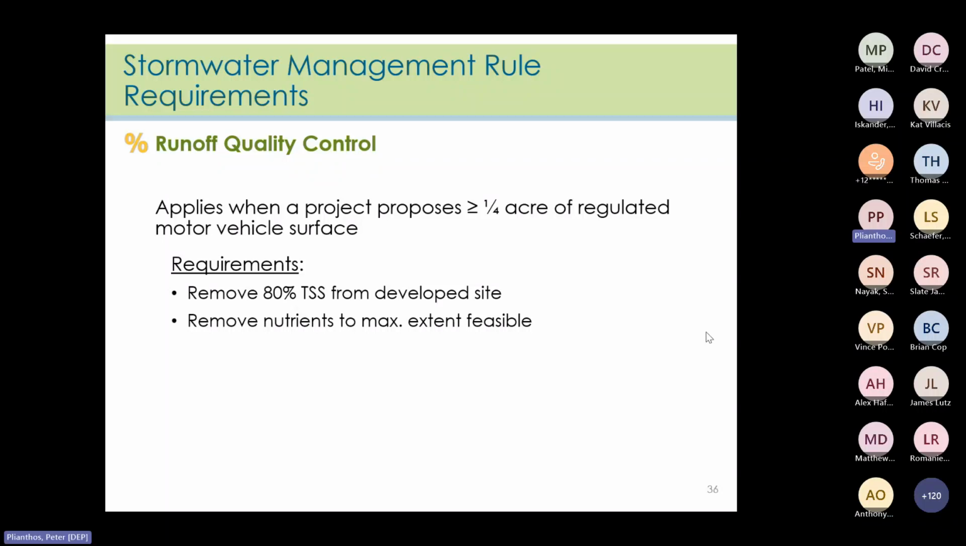The current rule requires a developed site's stormwater runoff to be treated to 80% TSS reduction and the removal of nutrients to the maximum extent feasible. Also, just to note that the trigger for water quality control in 7:8 is a quarter acre of regulated motor vehicle surface, but local SEOs may have a stricter measure as was mentioned in the last presentation. So definitely check the local SEO.